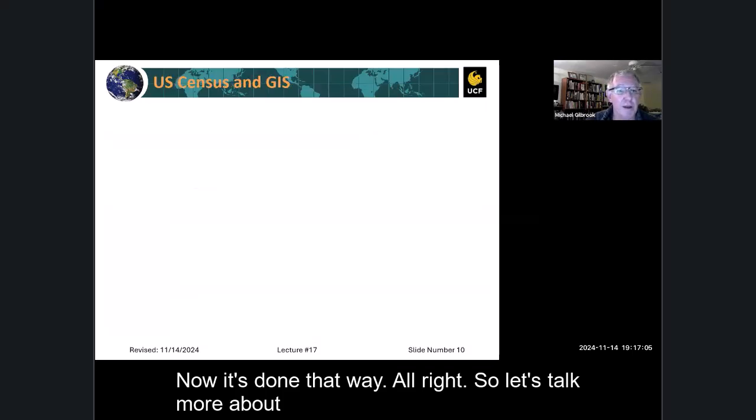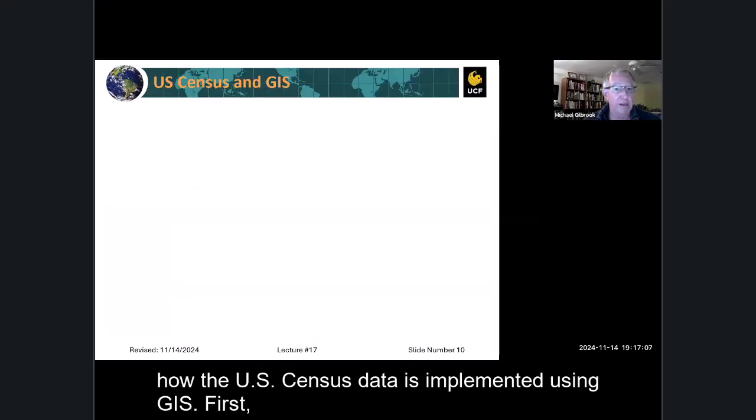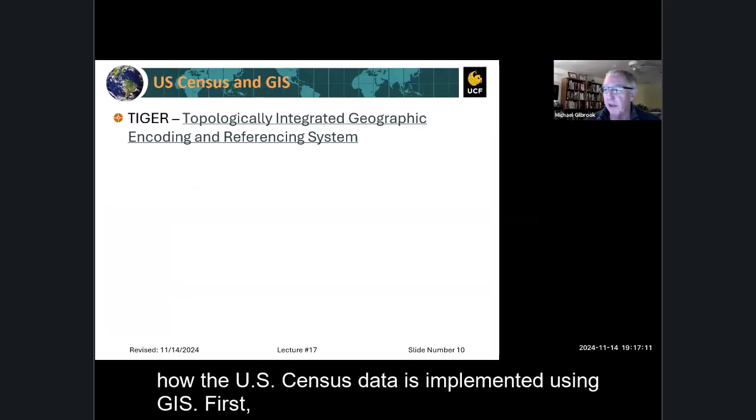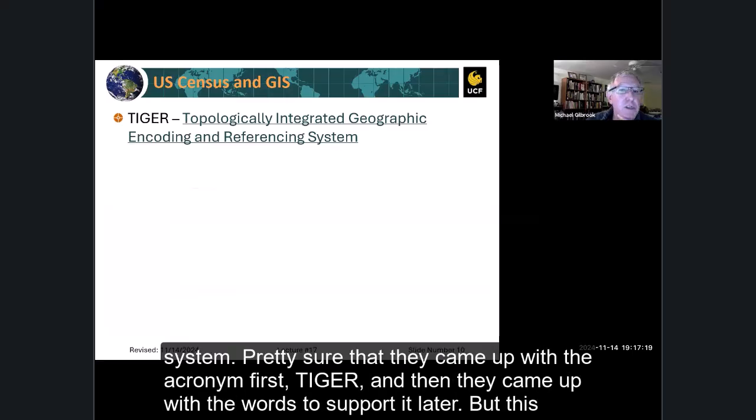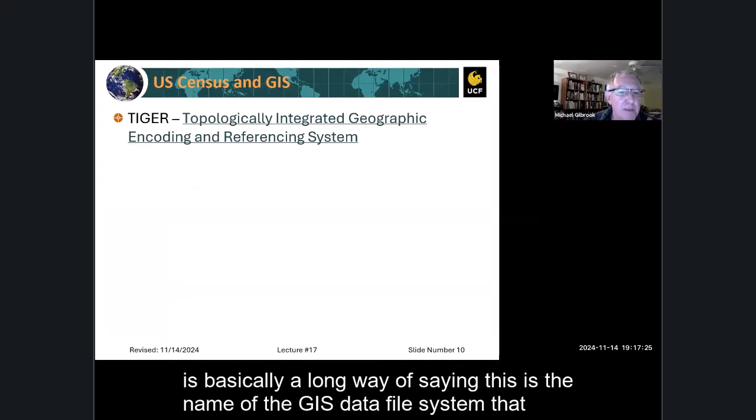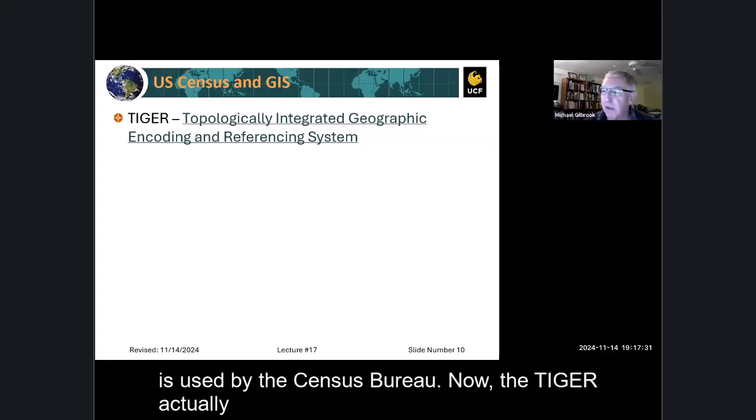All right, so let's talk more about how the US Census data is implemented using GIS. First, this word, TIGER, Topologically Integrated Geographic Encoding and Referencing System. I'm pretty sure that they came up with the acronym first, TIGER, and then they came up with the words to support it later. But this is basically a long way of saying this is the name of the GIS data file system that is used by the Census Bureau.